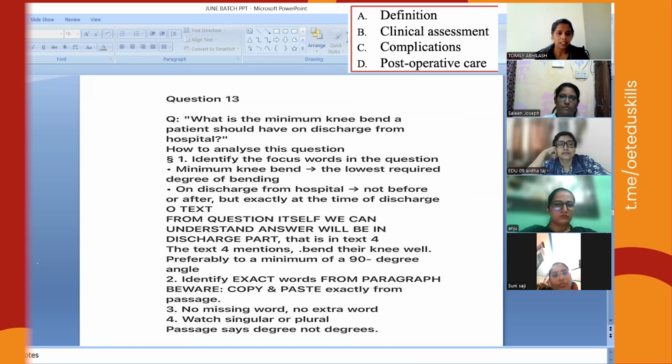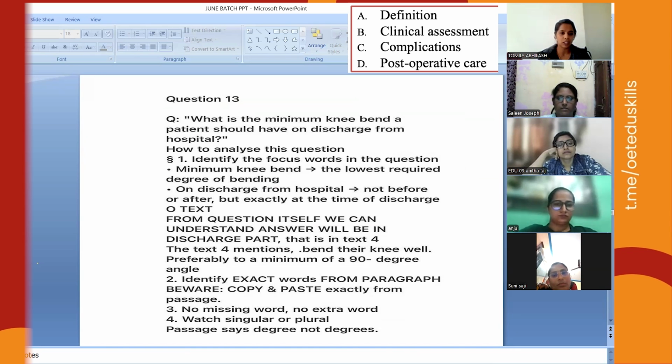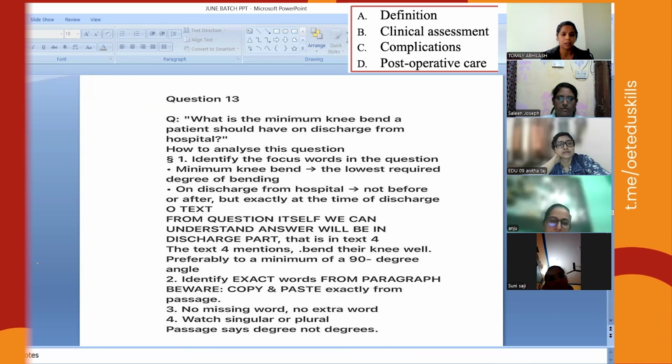Thirteenth question: what is the minimum knee bend a patient should have at discharge from hospital? How to analyze the question? Identify the focus words in the question: minimum knee bend, the lowest required degree of bending on discharge from hospital, not before or after. The first phrase is minimum knee bend and the second is on discharge. So from the question itself, we can understand the answer will be in the discharge part.